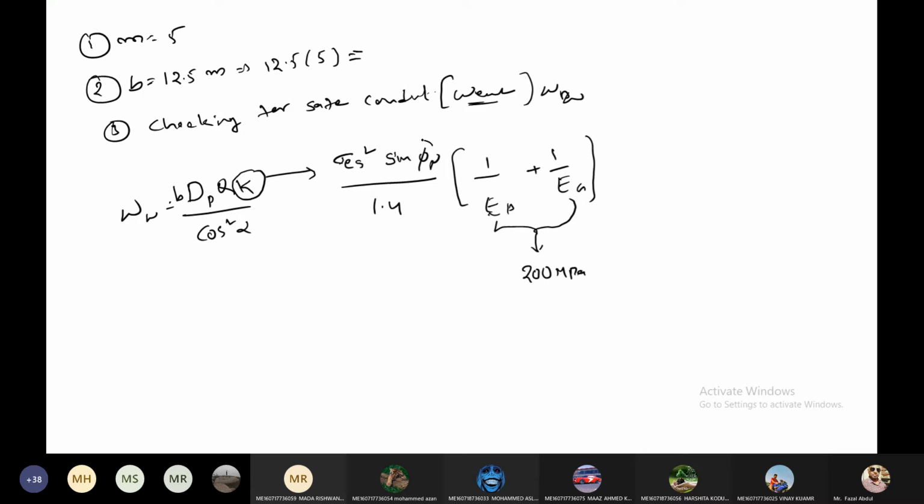And pi n I don't know. To get the pi n, we have one relation: tan pi n equal tan pi into cos alpha. Pi value is given in the question as 20 degrees. Alpha value is given in the question as 45 degrees. Now tell me the pi n here. After getting the pi n, substitute here, get the value of K.